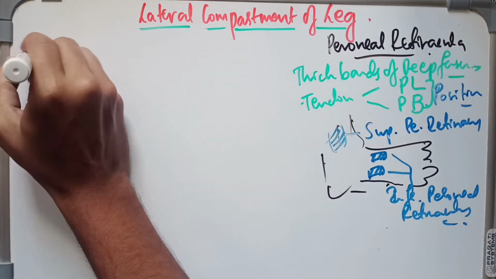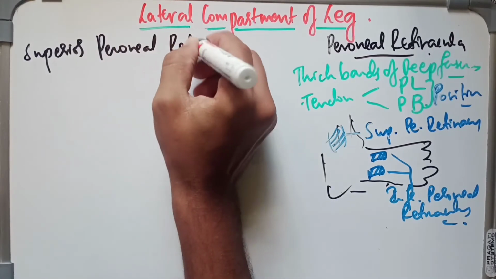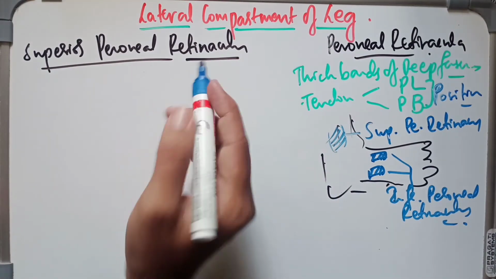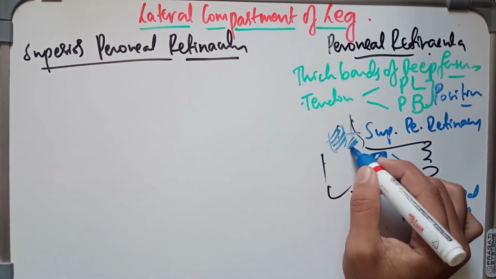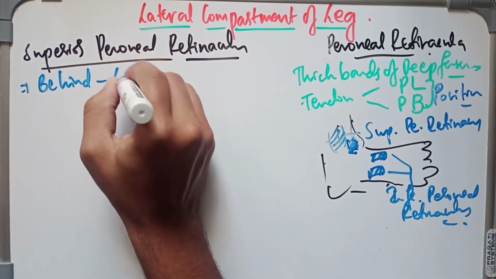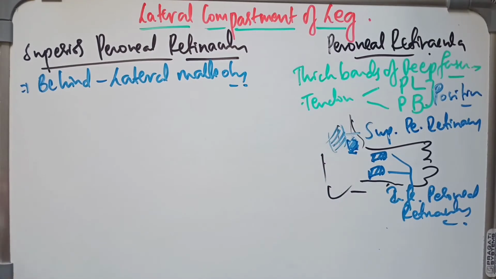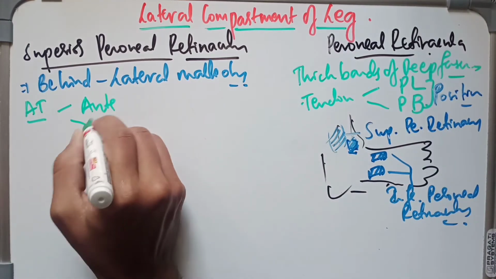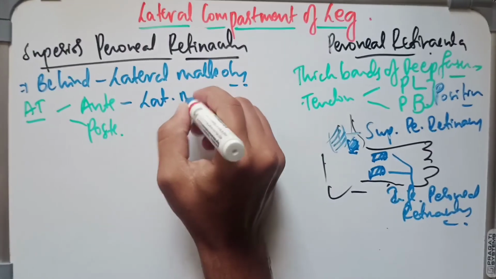So firstly, beginning with the superior peroneal retinaculum. This is just a thickened fibrous band, and it lies just behind the lateral malleolus. We have the lateral malleolus here, and just behind it lies the retinaculum. And what about the attachments? We have an anterior attachment as well as a posterior attachment. Anteriorly, it is attached to the lateral malleolus.